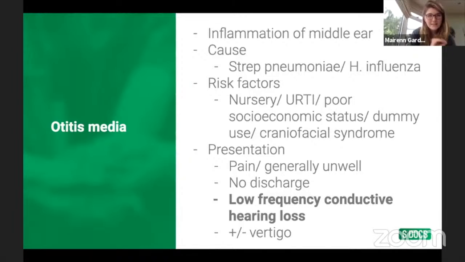As I said, this most typically occurs in children, and they typically present with pain and being generally unwell. Unlike otitis externa, there should be no discharge unless it's a complicated otitis media, and they'll also get conductive hearing loss.